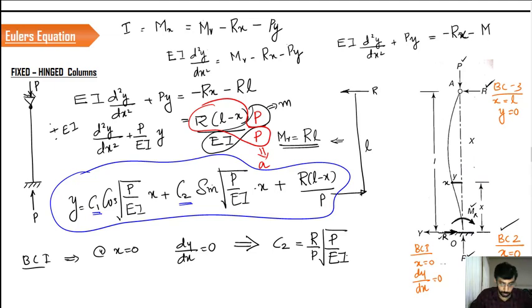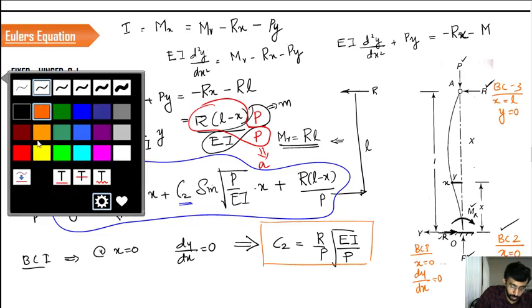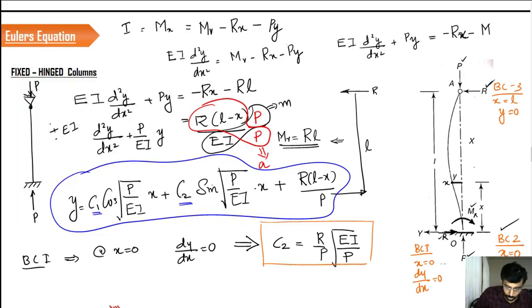Sorry, there is a small correction, it's not like that. So what we are left with is R by P into root of EI by P. This is what we are going to get. So this is the value of C2. Now we have to find out the value of C1.